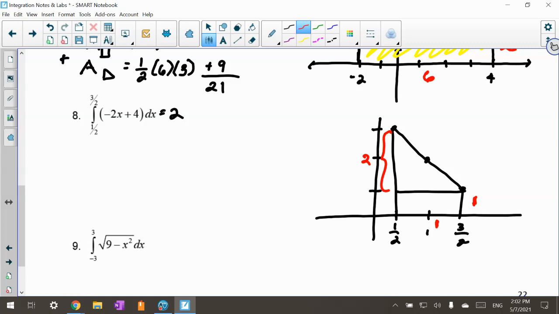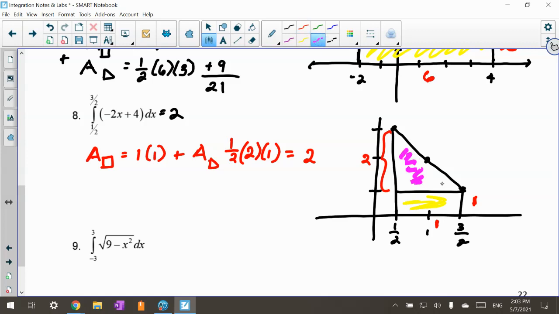Okay, so the area of the rectangle is going to be 1 by 1, which is really a square, but my shape is weird. Plus, we're going to add to that the area of the triangle, which is going to be 1/2 times 2 times 1. And so I've got 1 plus 1, so I'm going to end up with an area of 2. Okay, so you're finding the area here, and then you're finding the area here, and then you're adding them together.